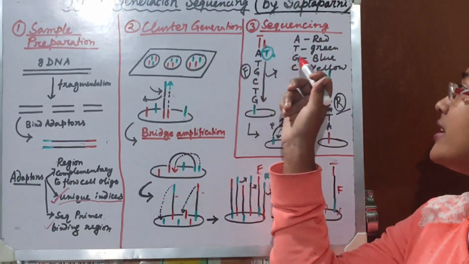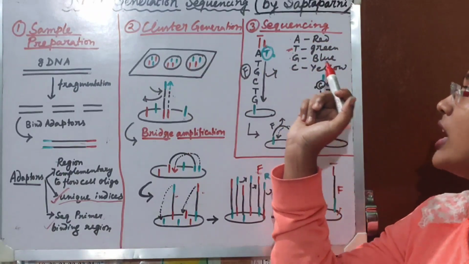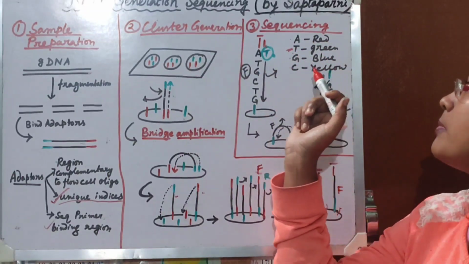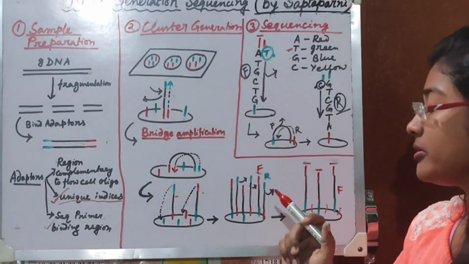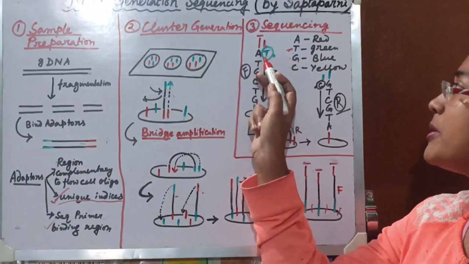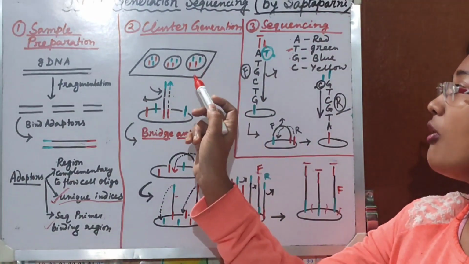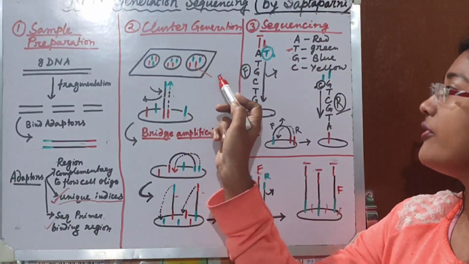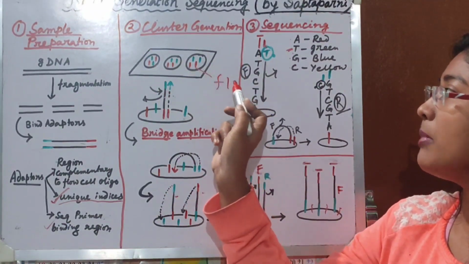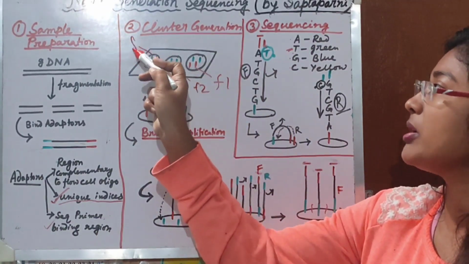Like if T is attached, it will glow up in green color. If A is attached, it will glow up in red. If G is attached, it will glow up in blue, and if C is attached, it will glow up in yellow. Okay, that means whenever the dNTPs are added, they will glow up with different colors. And see here, obviously during this time, let's say here fragment 1 is bound. Okay, here fragment 2 is bound. In this flow cell, fragment 3 is bound.